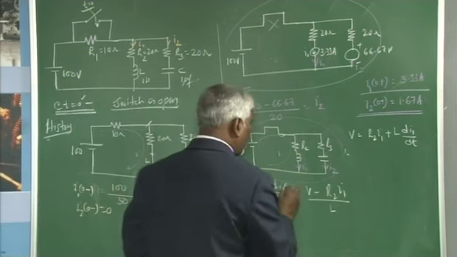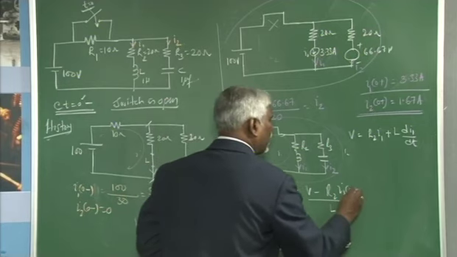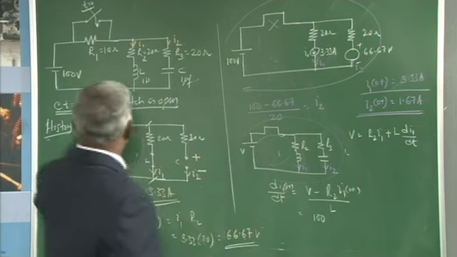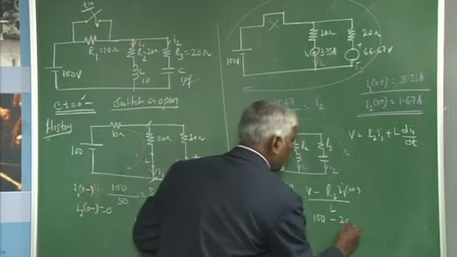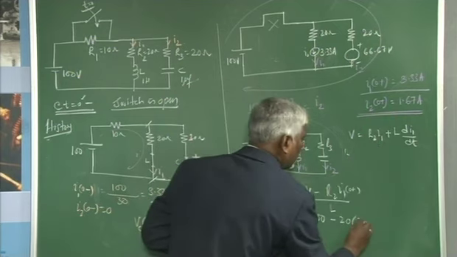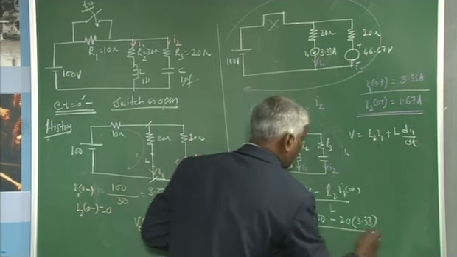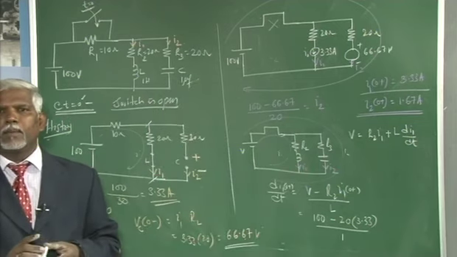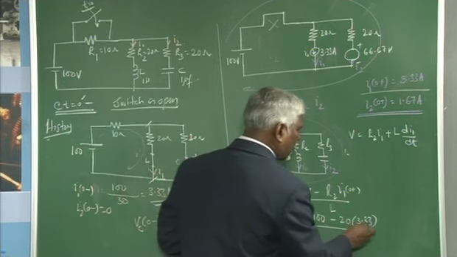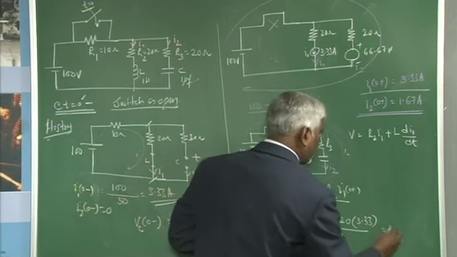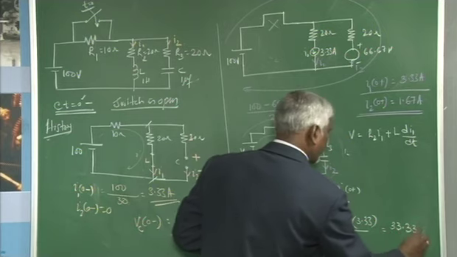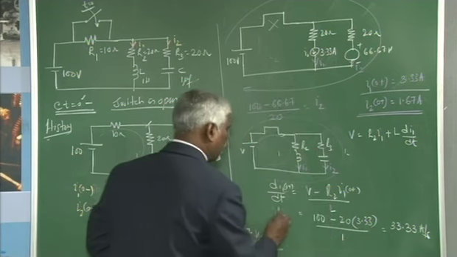So, at t equal to 0 plus, find the value of dI1 by dt. V is 100, minus 20 times I1 at 0 plus, which is 3.33 amperes, divided by L, which is 1 Henry. So, it will be 33.4 amperes per second. This is 100 minus 66.66, which is 33.33 amperes per second. This is dI1 by dt at 0 plus.